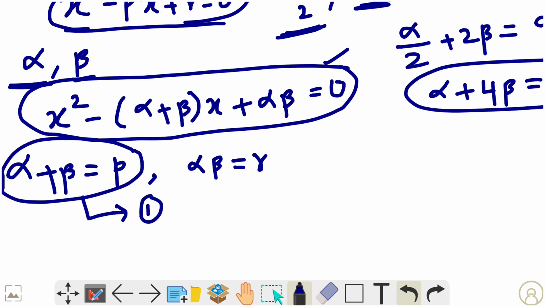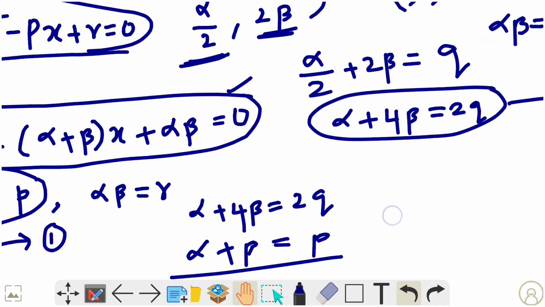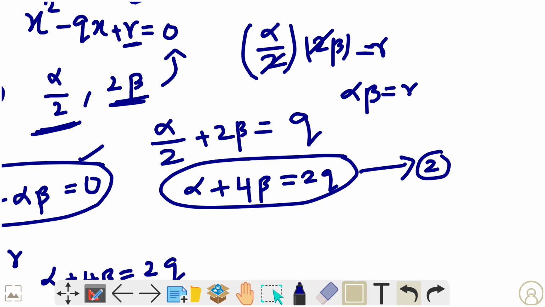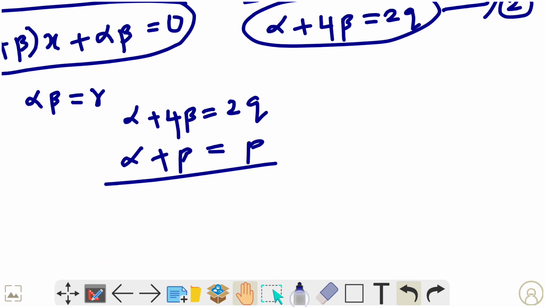In solving these two equations, alpha plus 4 beta is equal to 2q, and alpha plus beta is equal to p. We have to find alpha and beta. Our ultimate aim is to find the value of r, which means we have to find alpha and beta and then multiply them. So here we are going to find the value of alpha and beta by solving these equations.